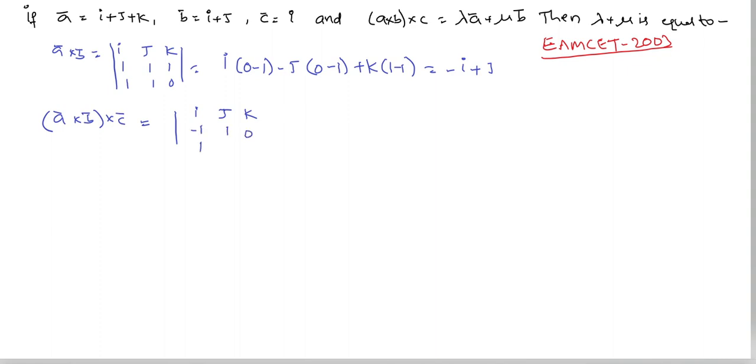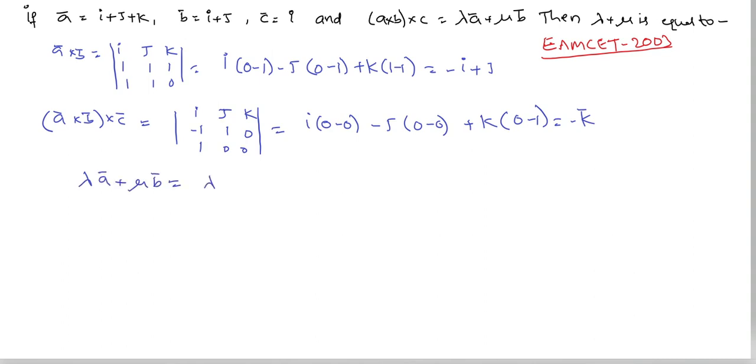C bar is 1, I bar, that is 1 0 0, that is equal to I into 0 minus 0 minus j into 0 minus 0 plus k into 0 minus 1, equal to minus k. So now we find lambda a bar plus mu b bar.